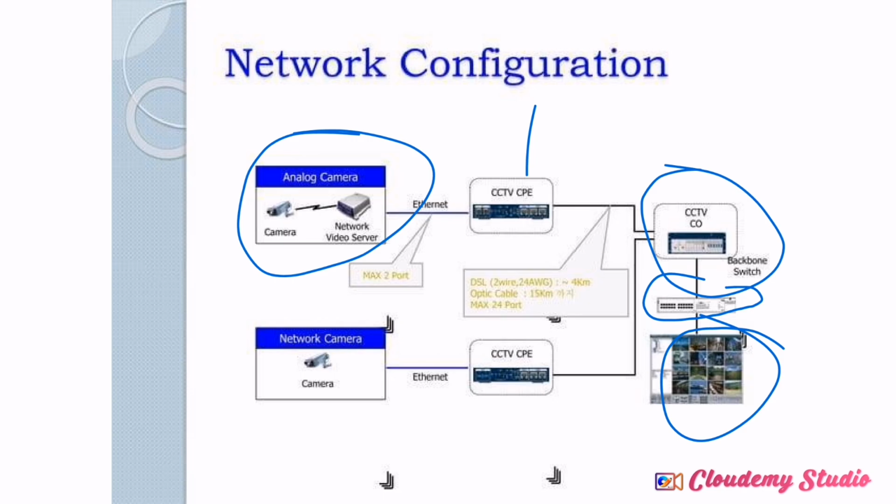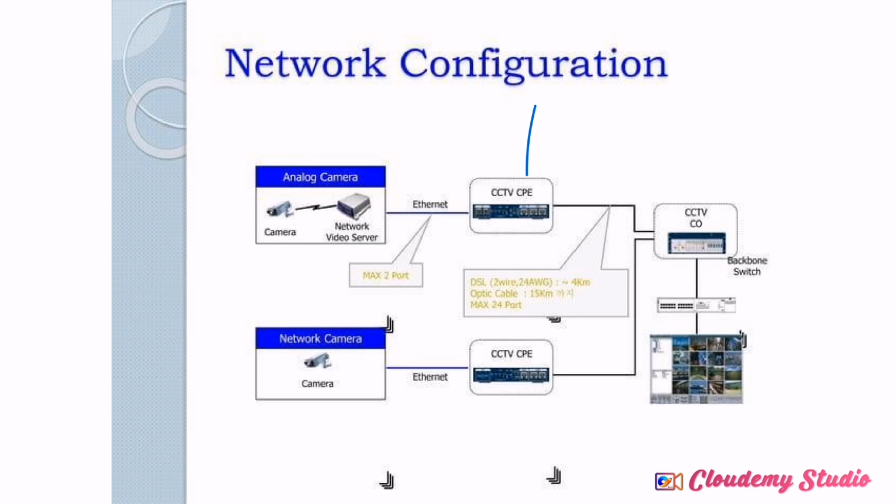Same here. So this is the network camera. The network camera is taking the information using the Ethernet cable or Cat6, sometimes even a Cat5, but we are looking at a Cat6 at the moment, taking it to the CCTV CPE. Then from there it is taking it to the backbone switch again. Then from there, one cable is taking it to the NVR or the DVR.